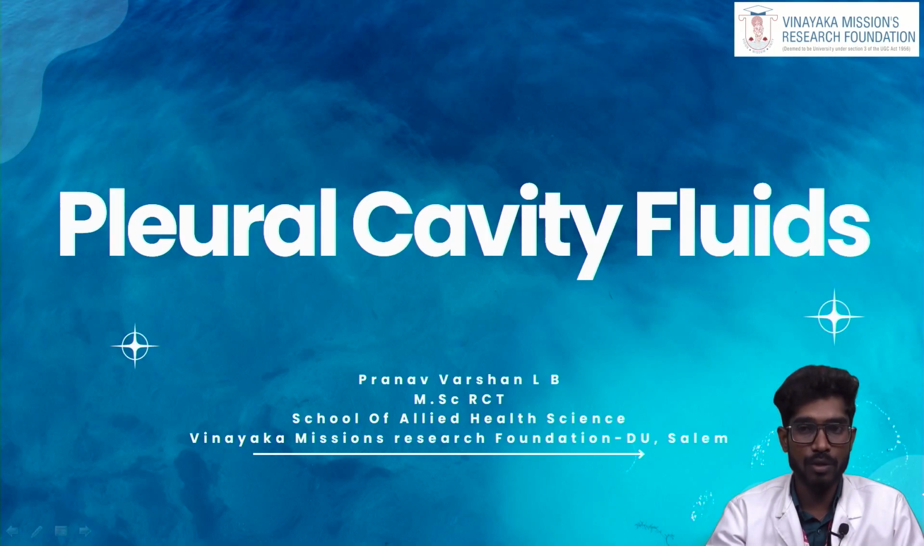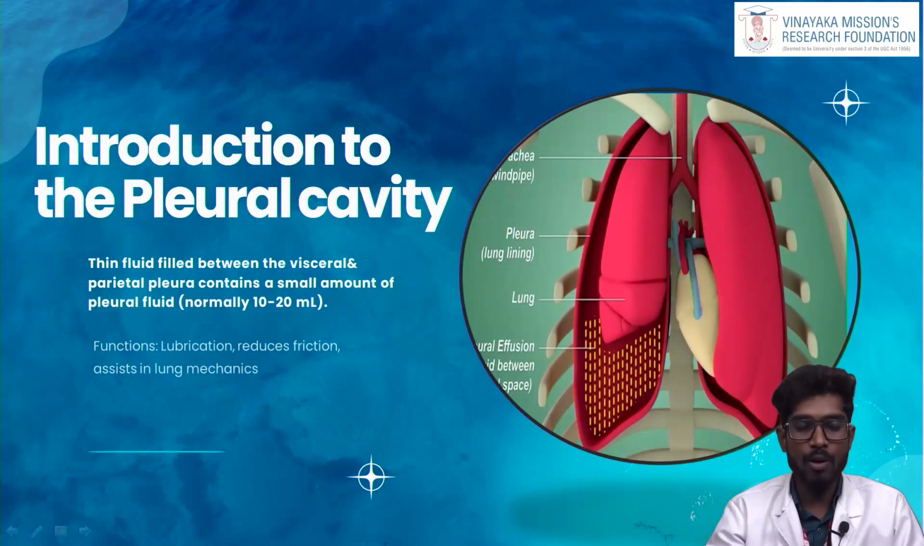Mission Research Foundation. Today we are going to discuss the pleural cavity and its fluid mechanisms. Let's go to the basic concepts of the pleural cavity. First, the pleural cavity is defined as the space between the lung and the outer structure of the rib cage. There is a space between the lungs and the rib cage. Between the two structures, the central pathway is there. The central pathway is known as the pleural cavity.